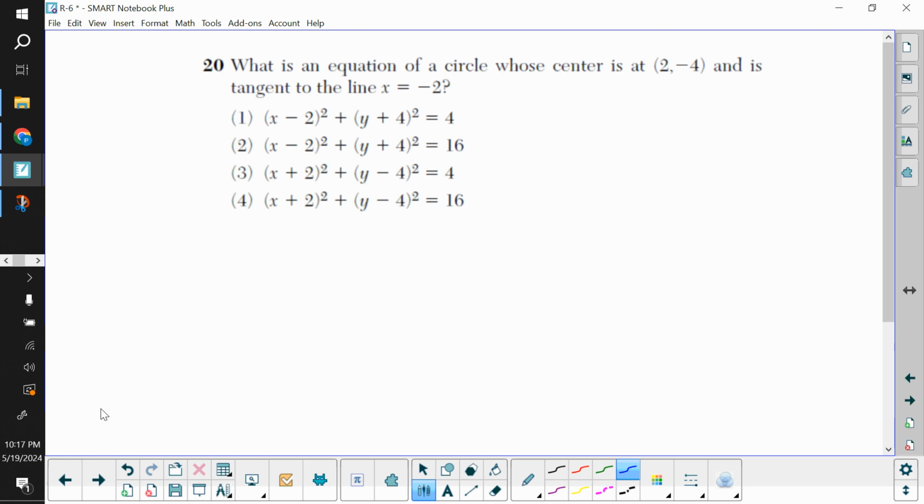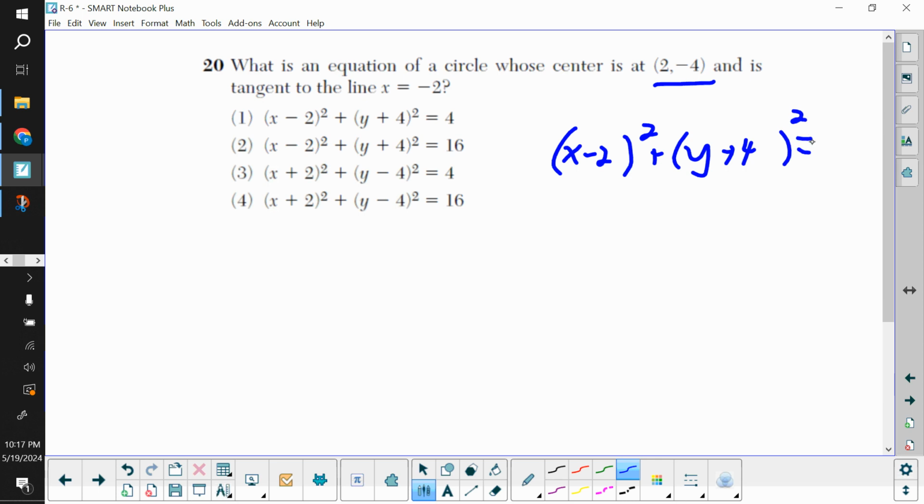All right, we're going to do one last problem in this video. So number 20, we have a center that is 2, -4. Well, we know in our equation that shows up as the opposite sign. So we're going to have x with a -2. We'll have a y with a +4 being squared, and that's going to equal something.